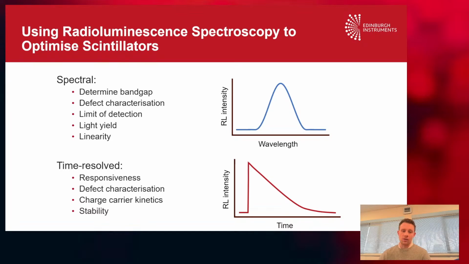Determine the light yield. So that's how efficient the scintillator is at converting ionizing radiation into UV visible light, and also the linearity. So what is the dynamic range of the scintillator as a detector? When we do time resolved measurements, we can determine the responsiveness of the scintillator. So how fast is it?